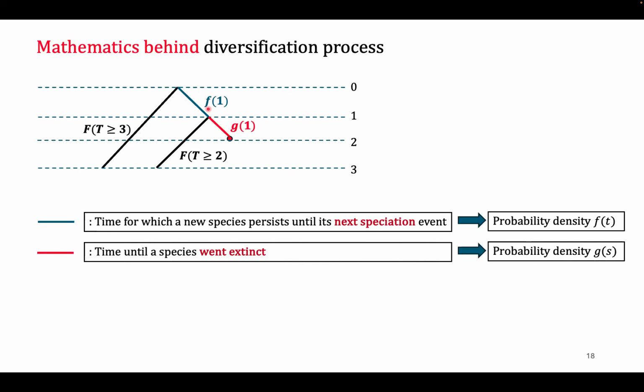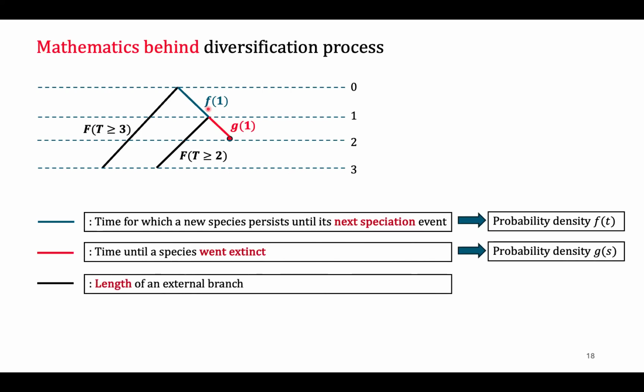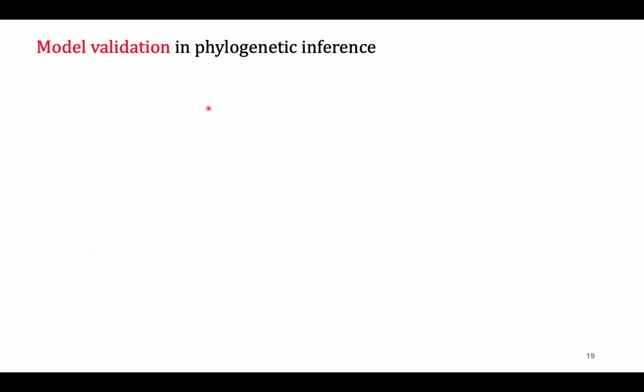Now the process that occurs on the black branch is a bit different in representation, because this is the branch that survived until the present, meaning we don't know what could happen to that species. It may undergo a speciation event in the future, or it may go extinct in the future. So this is basically the probability of that branch surviving up to the present time. You can use the survival probability to draw the time.